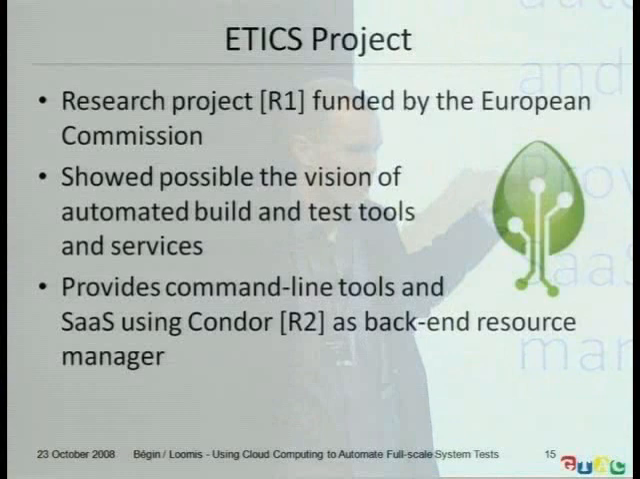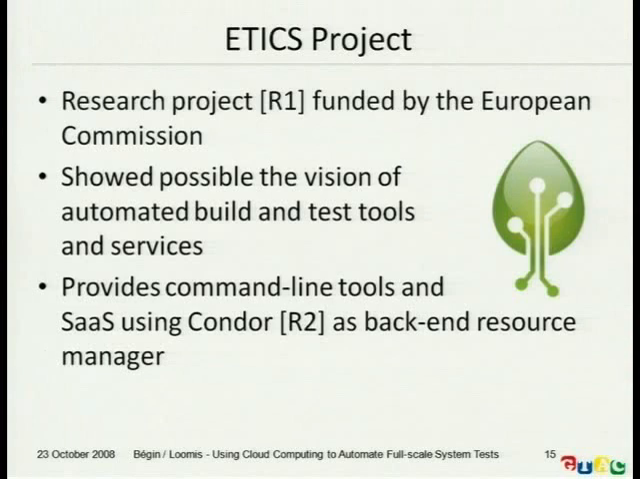Before doing that, for a couple of years before creating Six Squared, I worked at CERN on the ethics project, which was funded by the European Commission. It's the equivalent of the NSF, if you want, in the States. There we showed that delivering a service, mainly a web service and a set of tools, is actually a viable solution to automate that process.